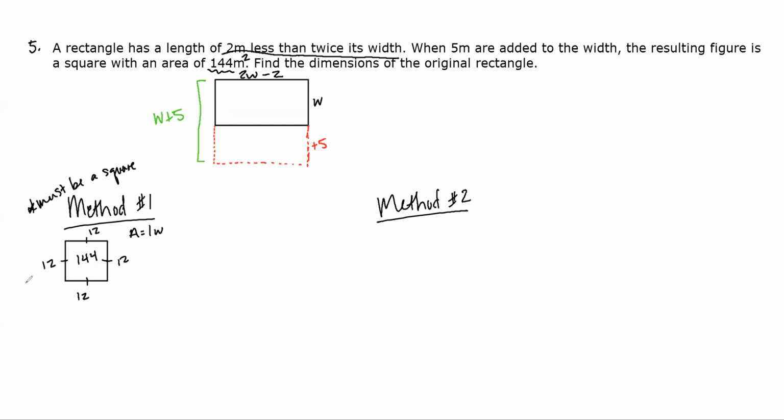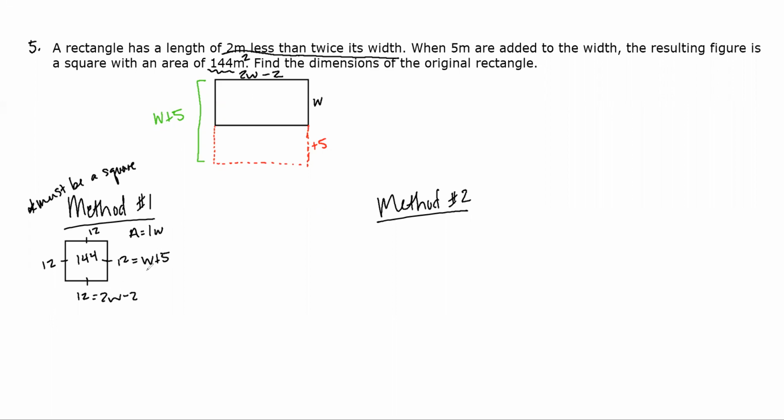Now, this is going to make our life a lot easier because in our square up here, we know that the new width is W plus 5, and the length is 2W minus 2.